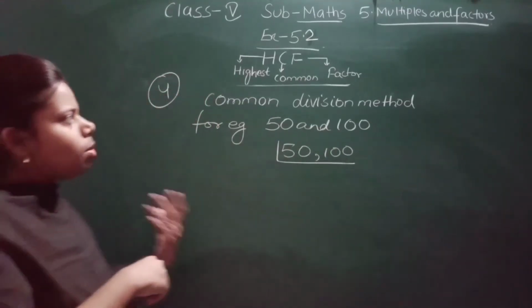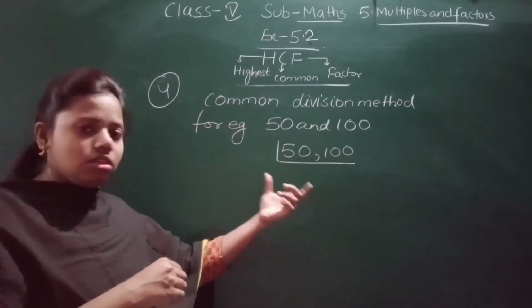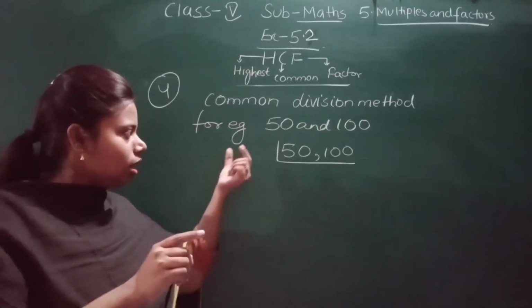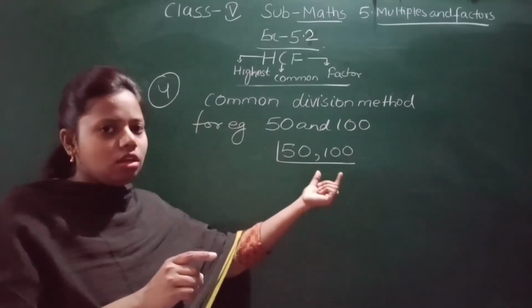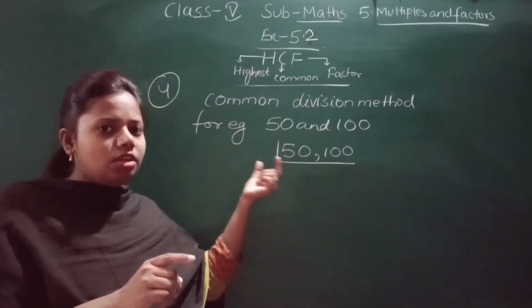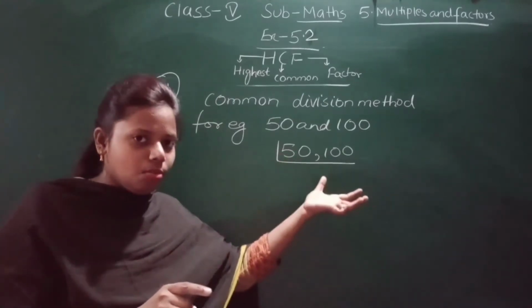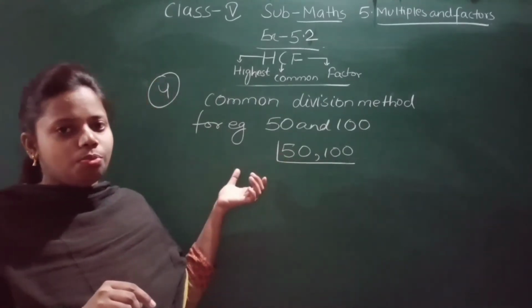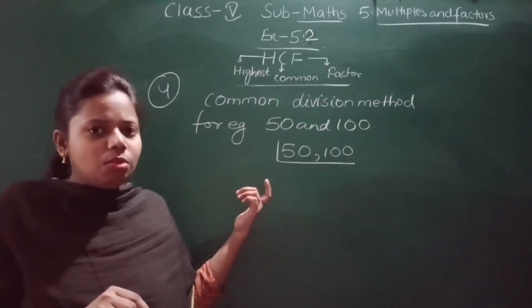Now, common division method means what? Common means it should come in both. Whatever number we take, it should divide both the numbers. It is not that if it divides only one, we will write it. No, it should divide both the numbers. Both numbers should get divided by that particular number, and it is a prime number only.